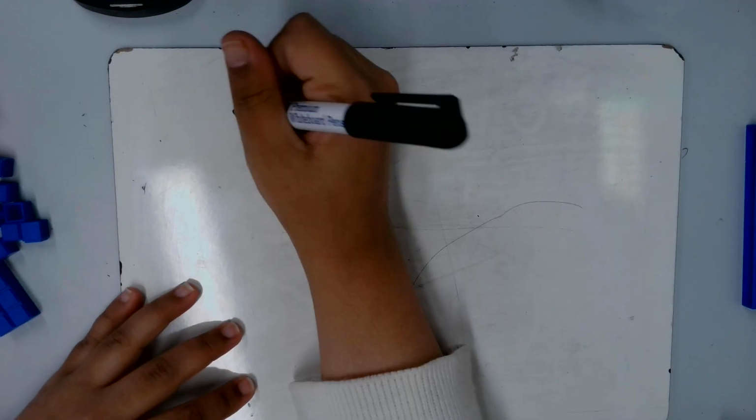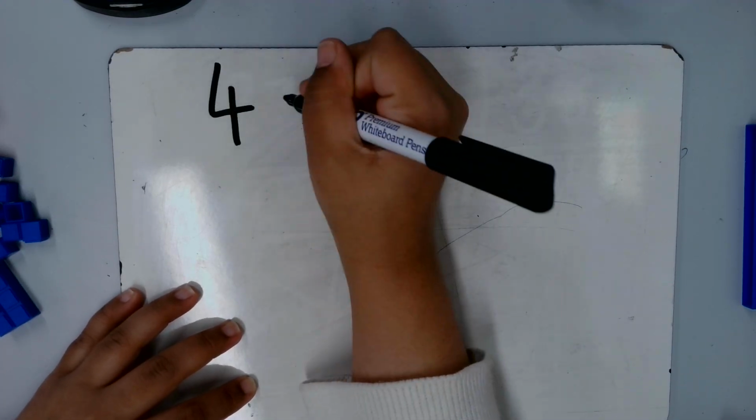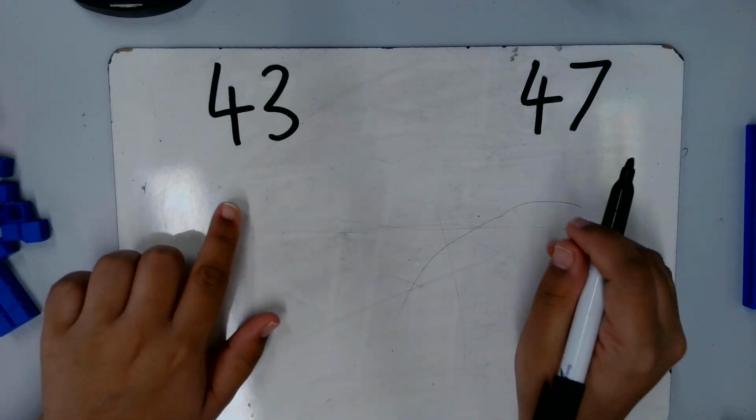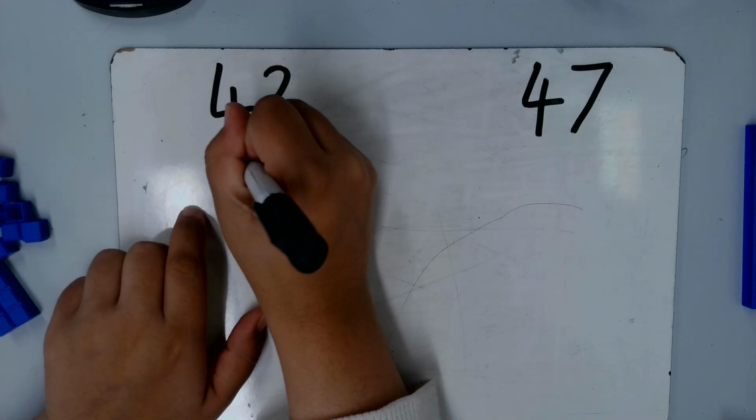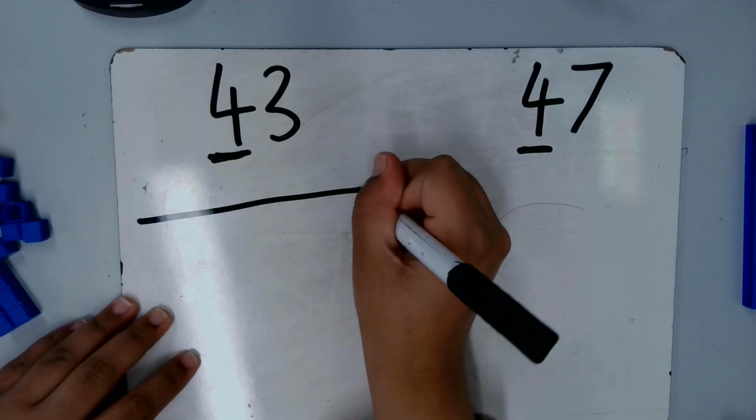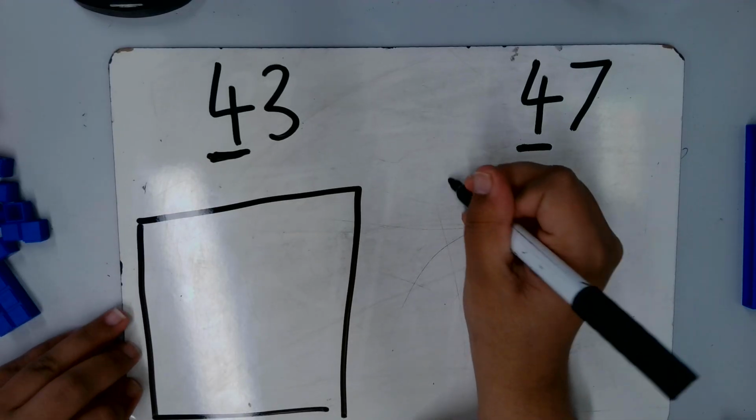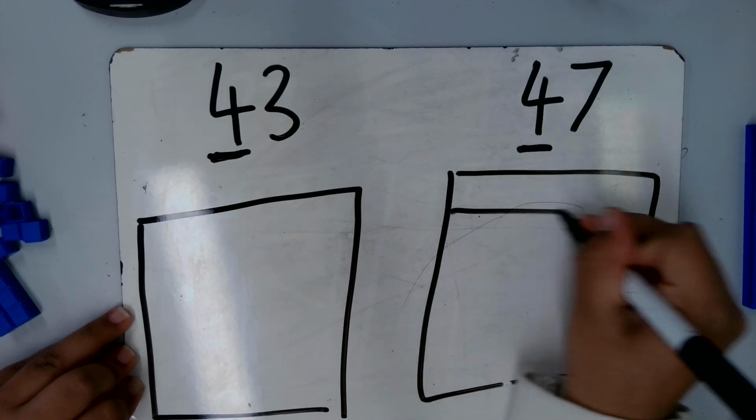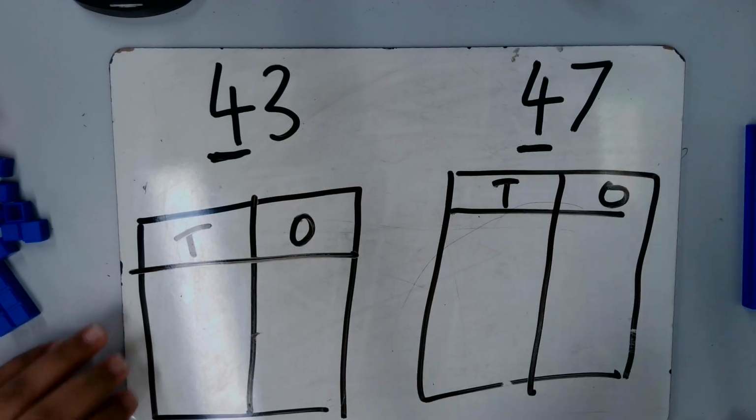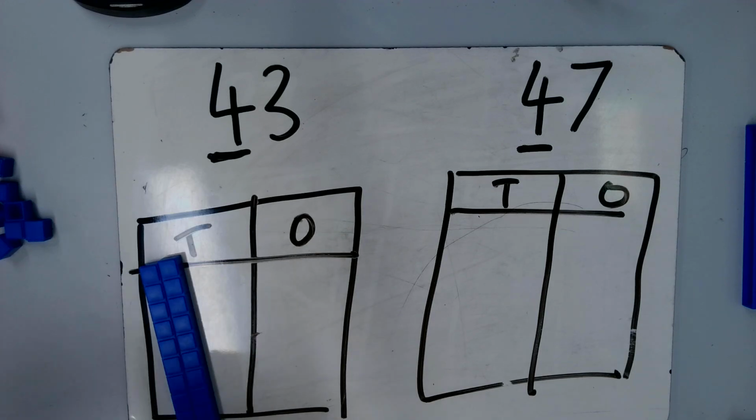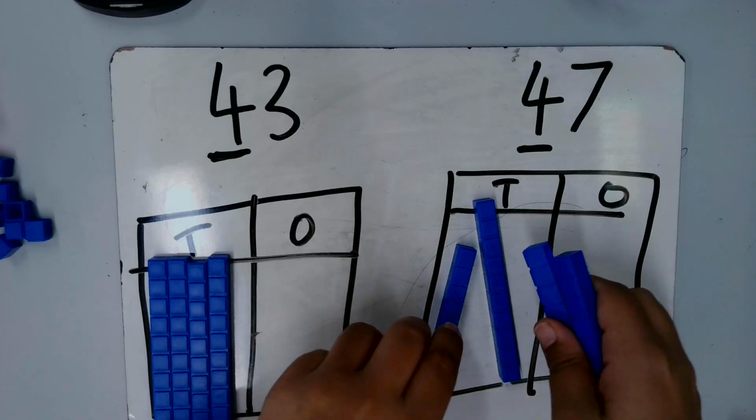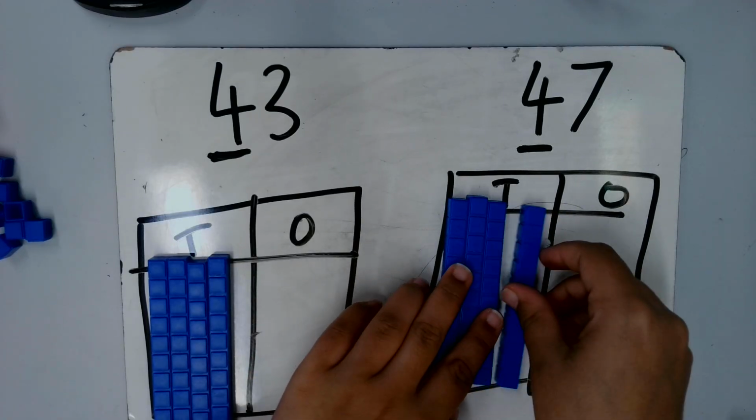But what about if we have numbers that look like this? We know that when we compare numbers, we always start with the tens. We compare our tens first. But let's have a look at what happens here. I'm going to quickly draw my tens and ones chart. Okay. In 43, I've got 4 tens. And in 47, I've also got 4 tens, 10, 20, 30, 40.